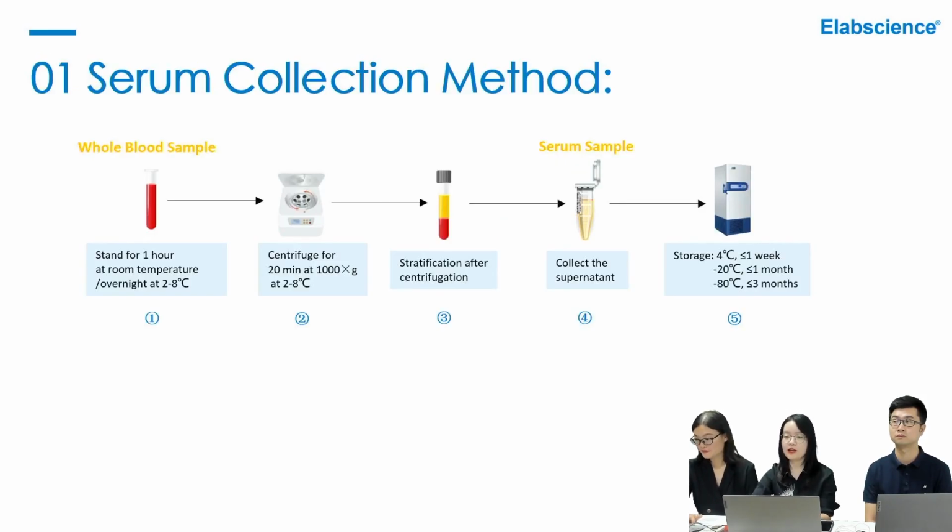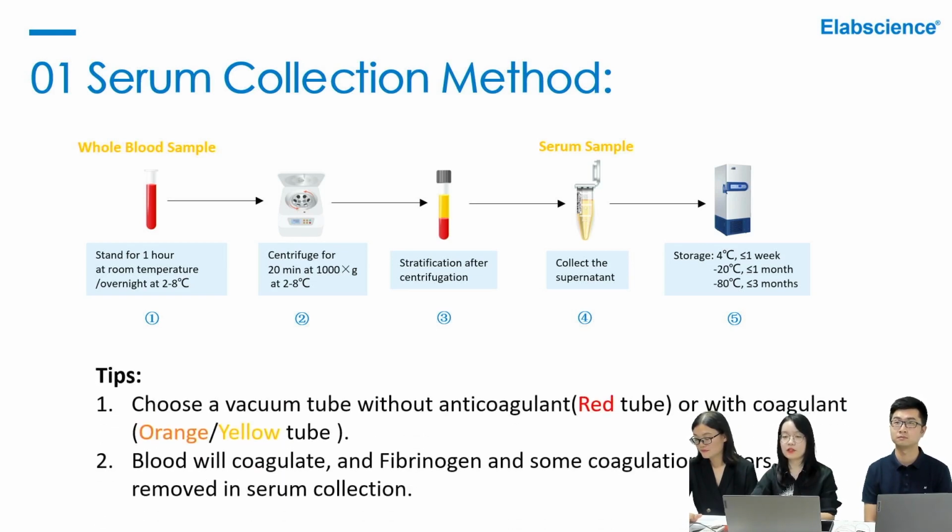First, let's look at the processing of the serum samples. The supernatant obtained from the coagulated whole blood by centrifugation is known as the serum. We can choose a vacuum tube without the anticoagulant or with the coagulant to prepare the serum, and during this process, the fibrinogens and some coagulant factors are removed.